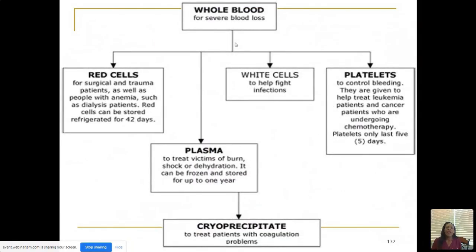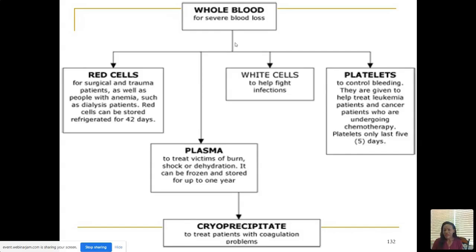Okay, so the red cells I would give to surgical clients. Okay, trauma clients, they've lost blood. They need that, okay? Anemic client, they need that oxygen part of the blood, okay? I would give the plasma to your burn clients because it has the protein, right? And all that. So I would give that to the burn clients, your shock clients, your dehydrated clients, okay? Of course, if I'm trying to fight an infection, give immunity, then it would be the white cells. If it's a bleeding problem, then you want to give the platelets.